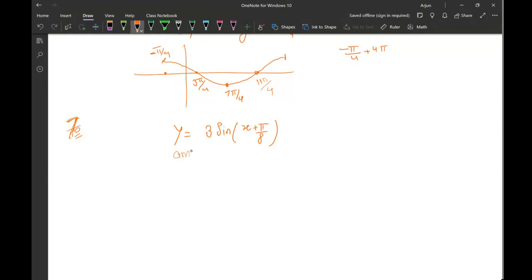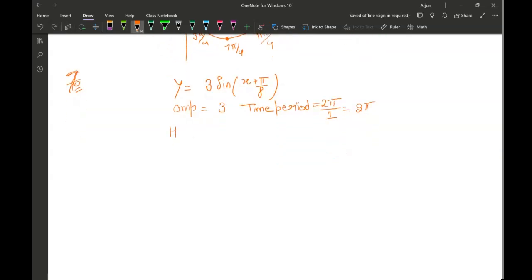Again, amplitude is straightforward. Amplitude in this case is 3, and then the time period is equal to 2 pi over 1, which is 2 pi, and then the horizontal phase shift is equal to pi over 8 to the left. And now I'm going to draw this graph.